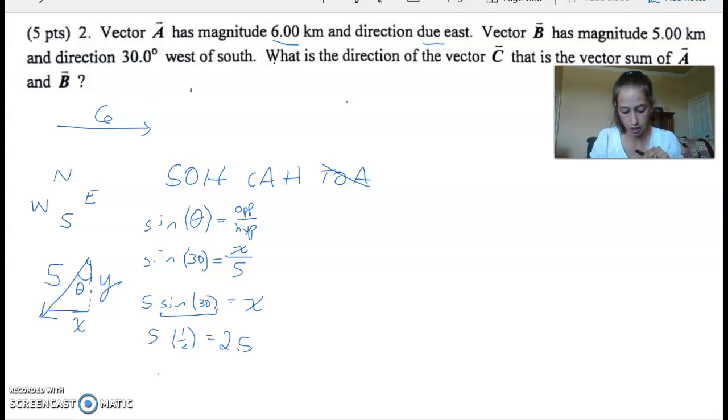So you can go sine 30. Make sure you're in degrees, not radians. Hit enter. Boop. It's 0.5. And then you go, oh yeah, could have skipped that step. Whatever. Multiply that by 5. It is 2.5. Awesome. Okay, so we got 2.5 for our x over here. Now I just need the y.